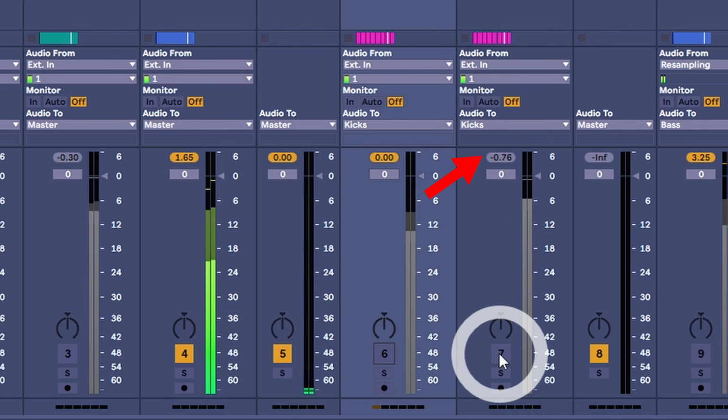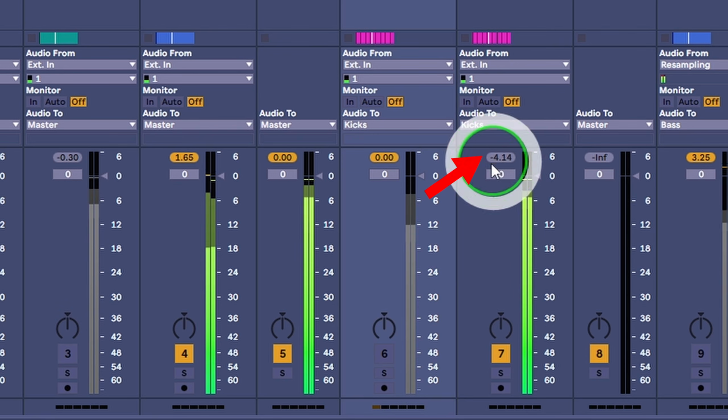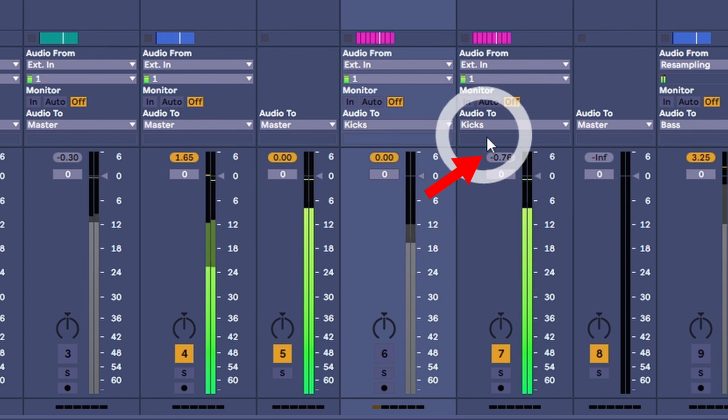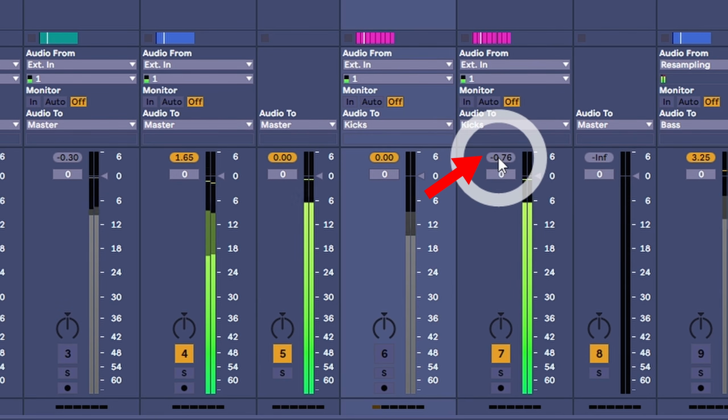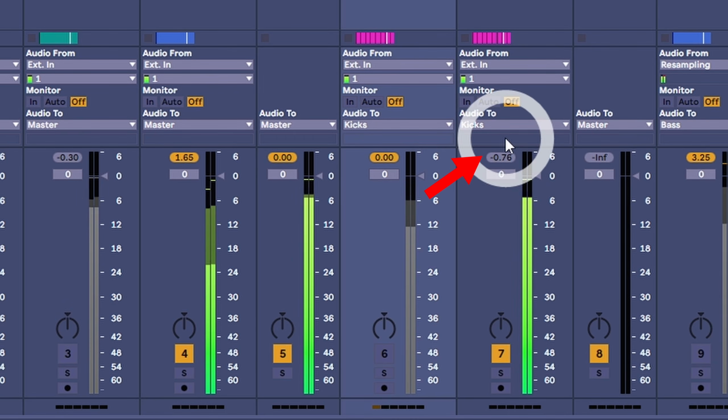Kick 2 is measuring at -0.76. Roughly the same, but slightly lower. So according to the meters, kick 1 is louder. Let me know down below. Is that what you heard?